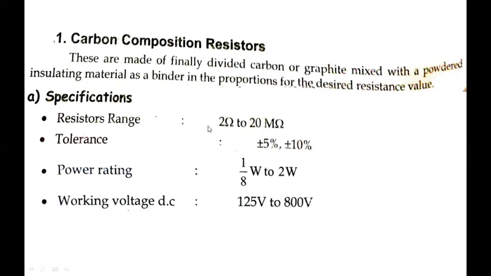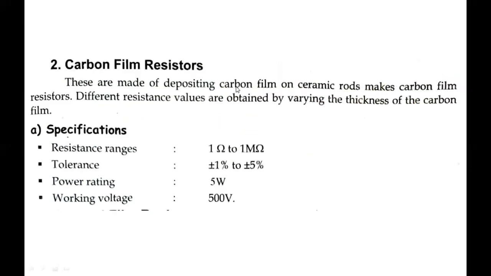Resistance range 2 ohms to 20 megaohms. Tolerance is plus or minus 5%, plus or minus 10%. Power rating 1/8 watt to 2 watts. Working voltage range 125 volts to 800 volts. These are the specifications of carbon composition resistors.